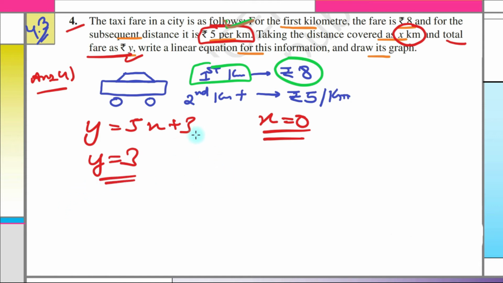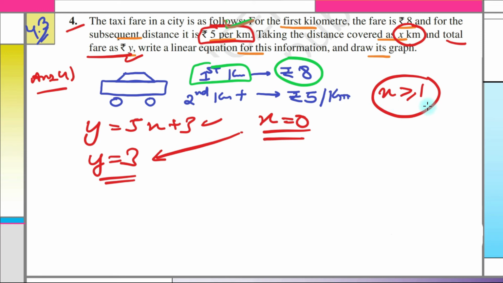So basically, according to this equation, if we travel 0 kilometers, that is, we don't travel any distance, we still have to pay 3 rupees. My friends, please don't get confused in this particular case. While solving this equation, we assumed that x is greater than or equal to 1. For x greater than or equal to 1, this solution is perfectly correct.